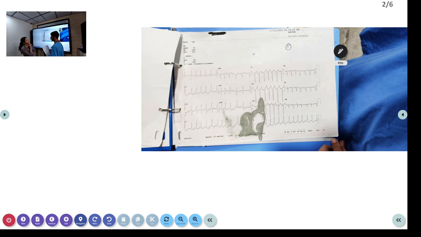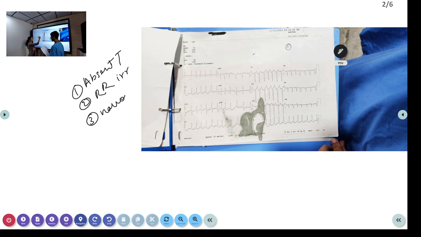So first of all, to diagnose AF, what changes should be there in the ECG? Absent P waves. Okay, absent P waves. Then? Absent P waves and irregular RR interval. Then? And narrow complex QRS. The QRS complex can be narrow or wide depending on the condition. Yes, mostly it will be narrow.